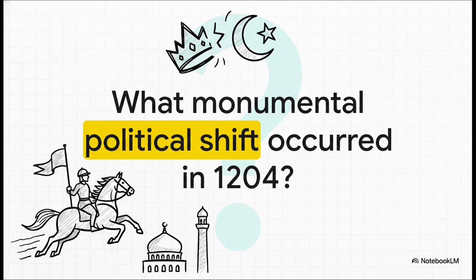Think carefully about this. What monumental political shift occurred in Bengal in the year 1204? Take a few seconds. Got it? It was Bakhtiar Khalji's lightning-fast conquest, which officially initiated Muslim rule in the region.